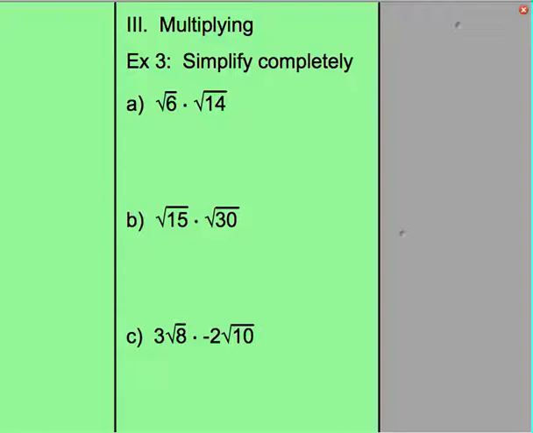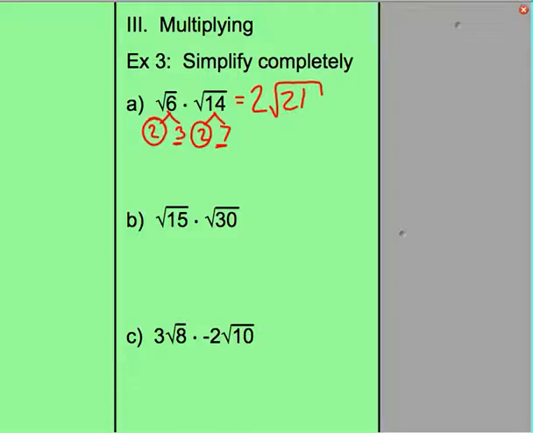Now looking at A, the square root of 6 cannot be simplified. There's no perfect square factor, and same for 14. But if I look at the factor trees, I notice that together they have a pair of 2's. 2 times 2 is 4, the square root of which is 2. So anytime you find a pair, you pull that number out, and then you multiply what's left under the radical. 3 times 7 is 21, not 27.